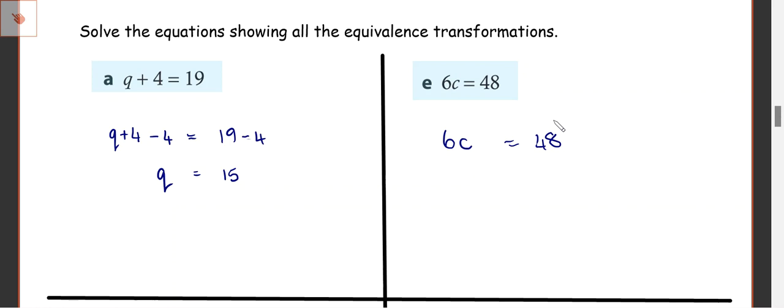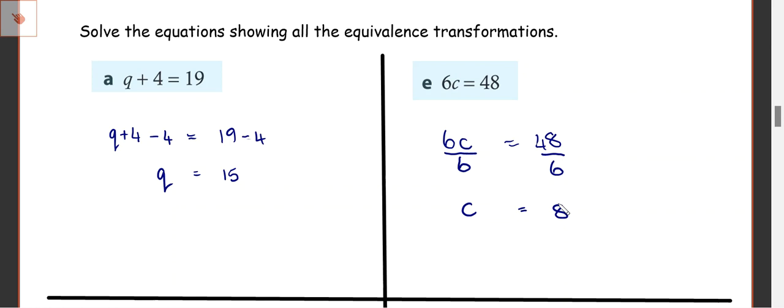Divided by 6. Not just 48 divided by 6, but both sides. The equivalent statement, that's the initial statement. What change am I going to make? Well, I'm going to divide that side by 6 because that leaves me with 1c. 6 c's divided by 6 is 1c. But what do I have to do to the other side to keep it equivalent? I also have to divide by 6, and I'm left with 8.